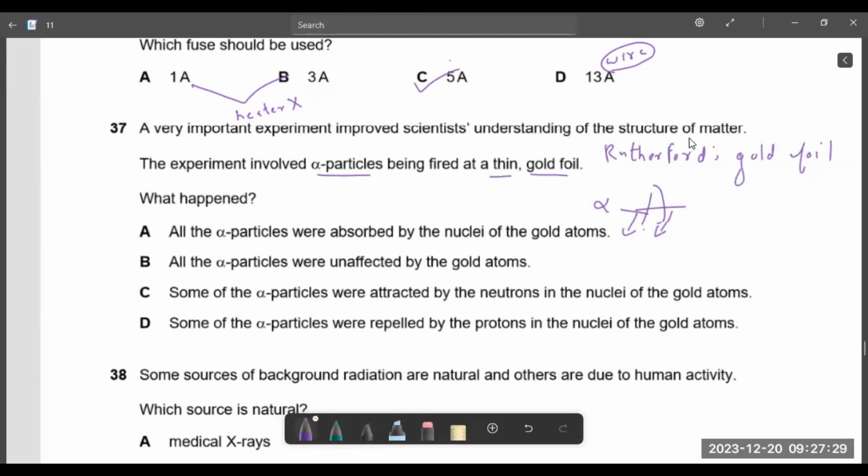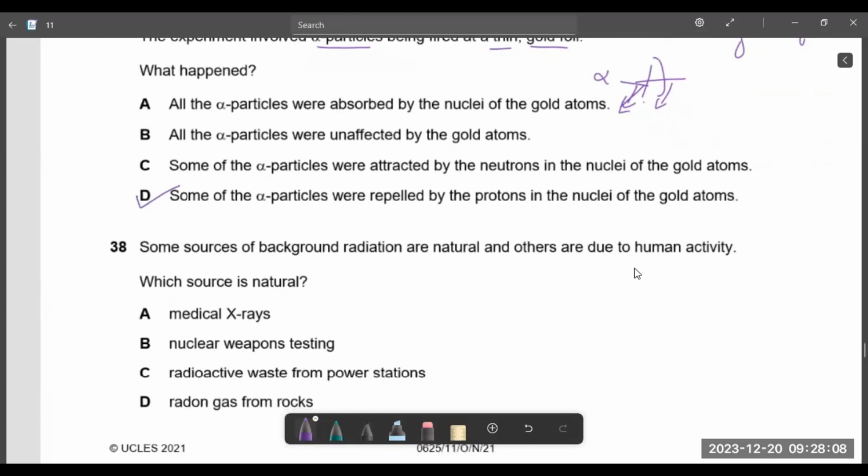So here, all alpha particles were not absorbed by the nucleus, all alpha particles were unaffected by the gold atoms. These are wrong. Some of the alpha particles were repelled by protons in the nuclei of gold atoms. Some were attracted by the neutrons in the nuclei of gold atoms. So some were deflected, right? Some were repelled by the protons. So here D is the right choice.